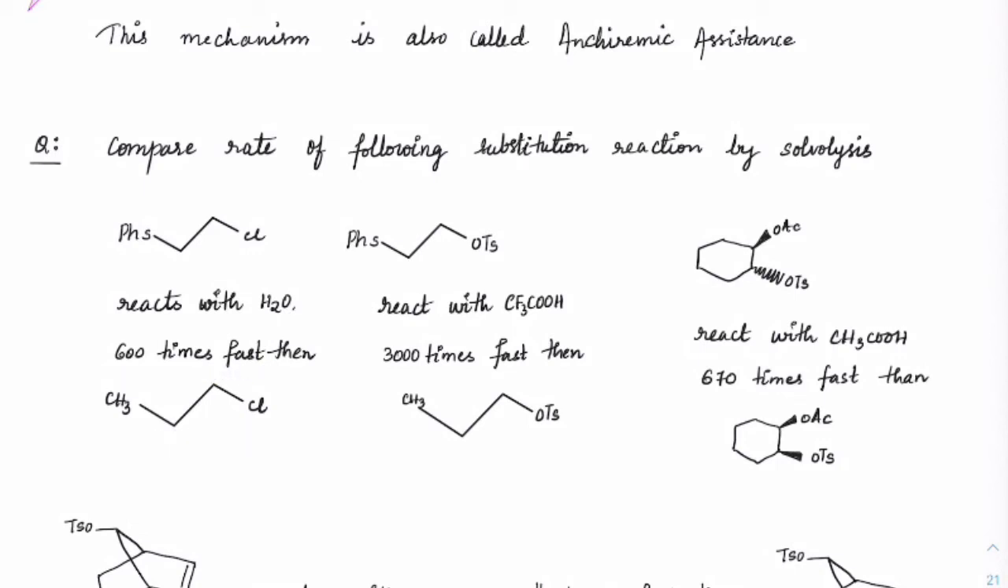Similarly, if OTs is present here, instead of this PhS, if CH3 is present, the rate has increased almost 3000 times. And you can see these are mainly with these weak nucleophiles: H2O, CF3COOH, CH3COOH. These are all with these weak nucleophiles. So we are expecting some amount of SN1 reaction, but in these cases, the SN1 reaction is going very fast.